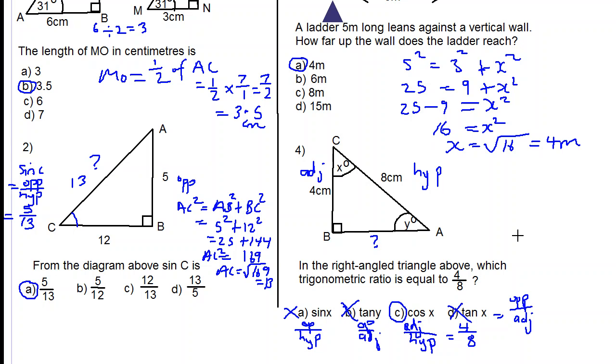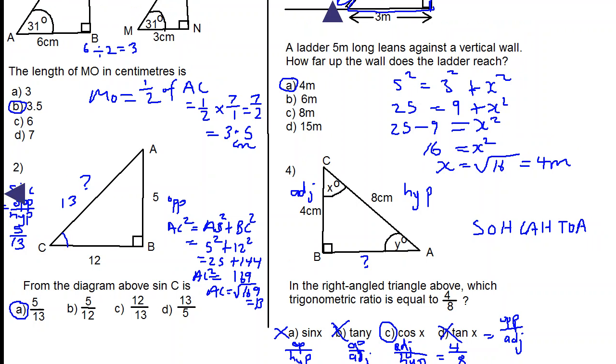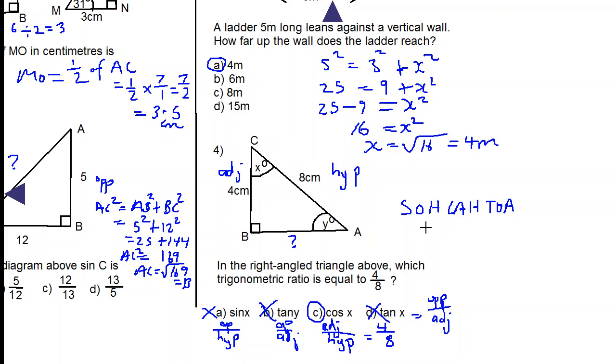Just remember your trigonometric ratios and remember this as SOH CAH TOA to help you remember the value of the ratios, where sine is opposite over hypotenuse, cosine is adjacent over hypotenuse, and tan is opposite over adjacent.